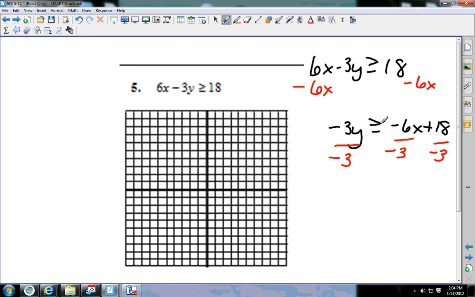Okay, we divided by a negative. You have to change the sign. It has to become y less than or equal to. Negative 6 divided by negative 3 is 2x minus 6.